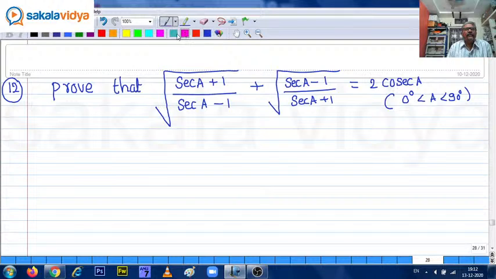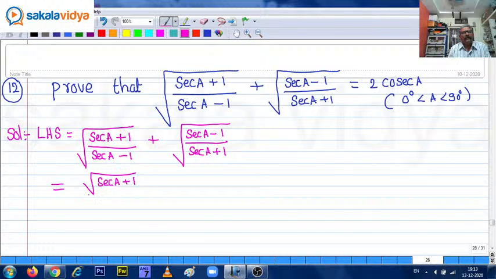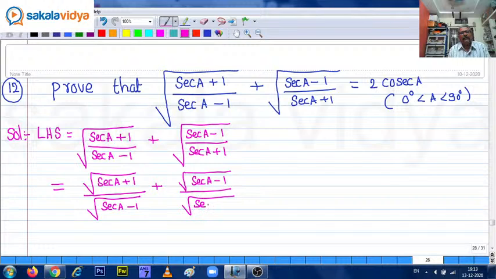Okay, so check your solutions now. LHS: root over (sec a plus 1) upon (sec a minus 1), plus root over (sec a minus 1) upon (sec a plus 1), right? So what will be the next step? Root of sec a plus 1 upon root of sec a minus 1, plus root of sec a minus 1 upon root of sec a plus 1.